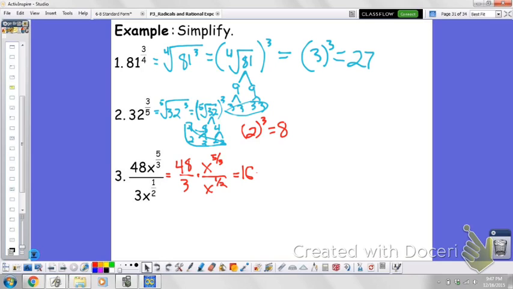Since I'm dividing these bases with exponents, I know I will subtract my exponents. So it's x to the power of 5/3 minus 1/2. Well, 5/3 minus 1/2 is 7/6. So my final answer will be 16x to the power of 7/6.